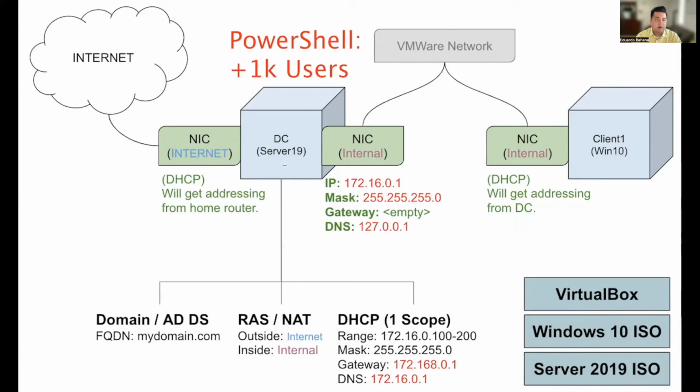And within our domain controller Windows server, we're going to set up our domain as mydomain.com, and we're going to use Active Directory. And then afterward, we're going to create our remote access server and our NAT. And then we are also going to be using DHCP, and we're going to create a scope within our DHCP.